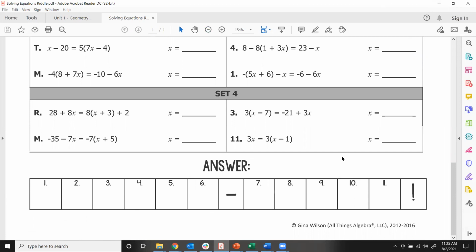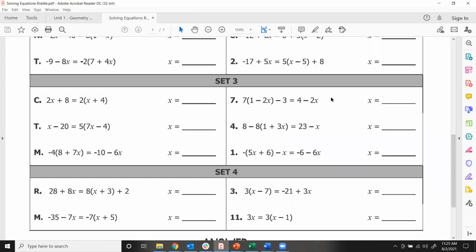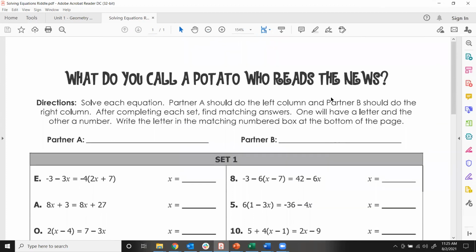Okay, keep practicing. And my question to you is, what do you call a potato who reads the news?